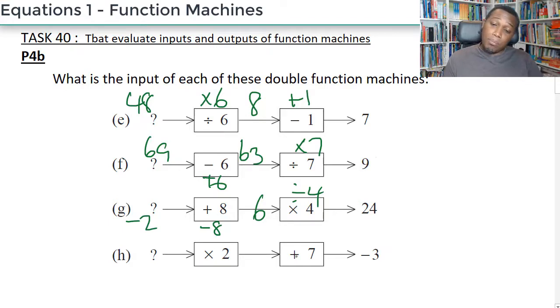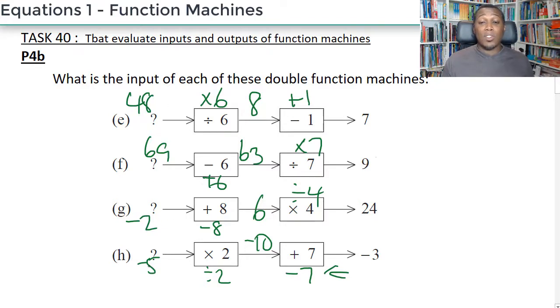And then minus 3 plus 7. Take away 7 is what I'm doing because I'm going backwards. Minus 3 take away 7 will give me minus 10. And minus 10 divided by 2 will give me minus 5. Minus 5 times 2 is minus 10. Okay, right. So those are the answers you should have had.